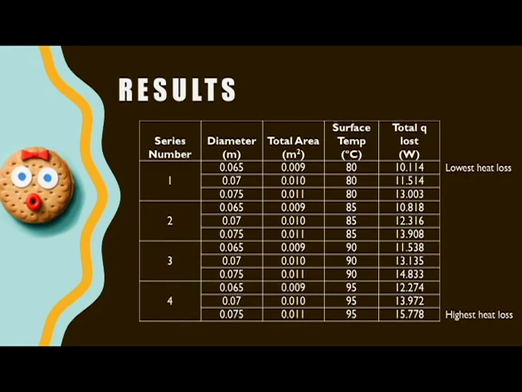Here are the calculated results from the experiment conducted in this project. As you can see, the smallest and largest heat loss values are labeled on the chart. The smallest occurred at an initial surface temperature of 80 degrees and a diameter of 0.065 meters, while the largest happened when the initial surface temperature was 95 degrees and the diameter was 0.075 meters.